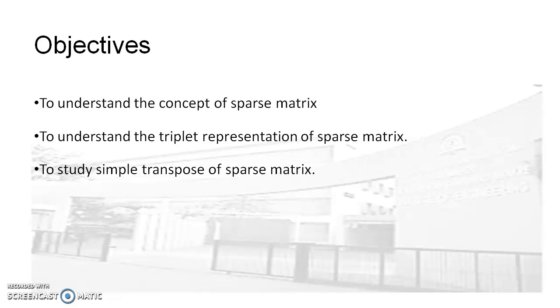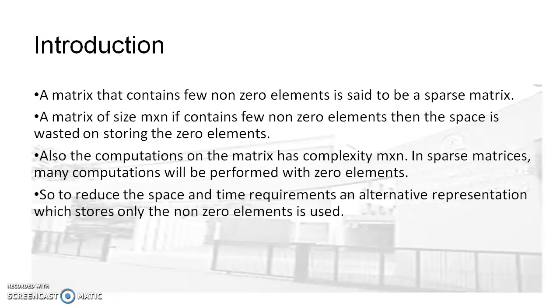Now let's see what we mean by a sparse matrix. A matrix is defined in terms of rows and columns. If the matrix contains many zero elements and very few non-zero elements, then such a matrix is said to be a sparse matrix. A matrix is usually defined by its size m by n, where m represents the number of rows and n represents the number of columns.